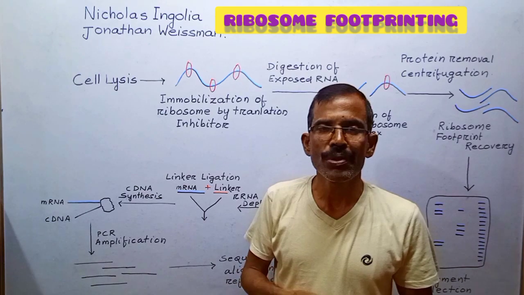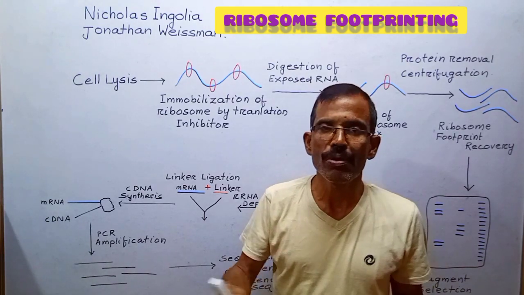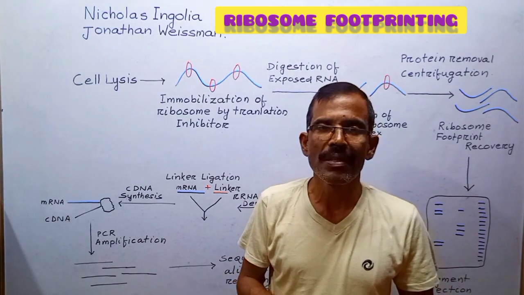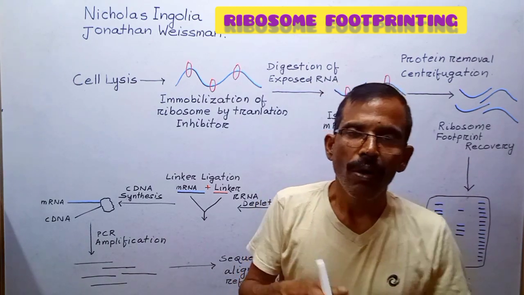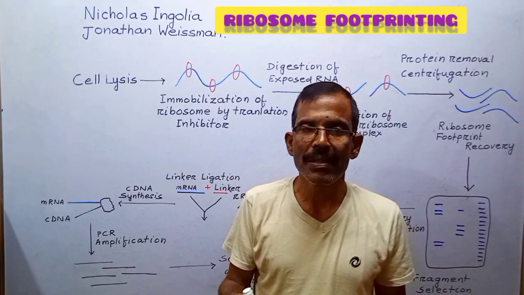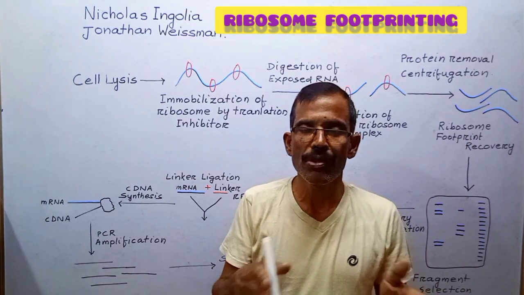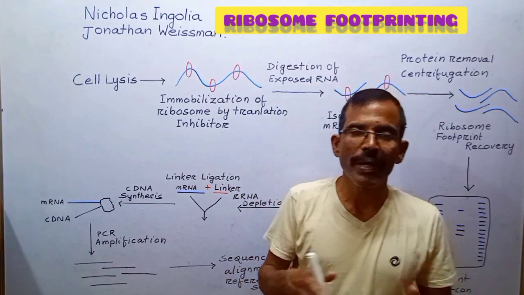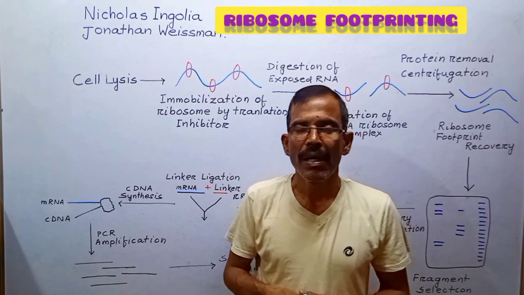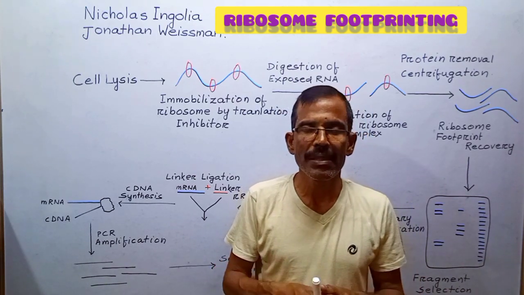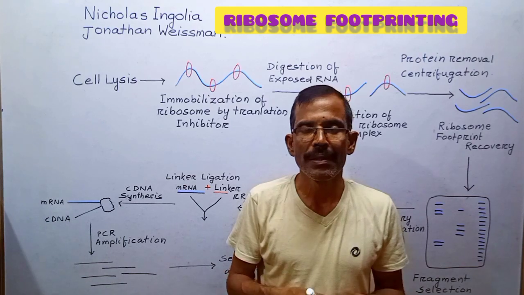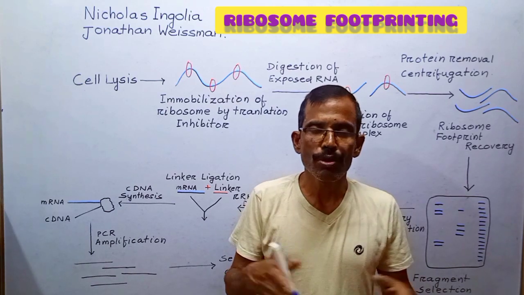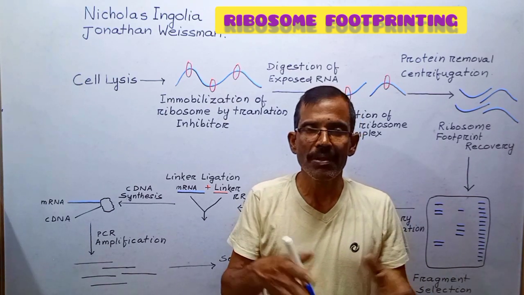This technique produces a global snapshot of all ribosomes that are active in a cell in response to a stimulus at a particular moment. All these ribosomes which are active in a cell at a particular moment constitute a translatome. So the technique of ribosome footprinting provides an idea about all the ribosomes that are active in a cell at a specific moment. This technique also gives us an insight into all those proteins which are getting actively translated at that moment.